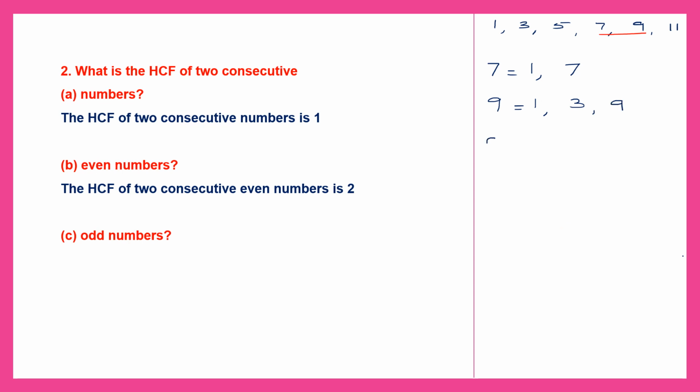Now let's write all the common factors. What are the common factors? As you can see, there is 1 that is common. 7 is there, it's not here. And none of these numbers are there. So only 1 is the common factor. That means the highest common factor is also 1. So the answer to this question, what is the HCF of two consecutive odd numbers, is that the HCF of two consecutive odd numbers is 1.